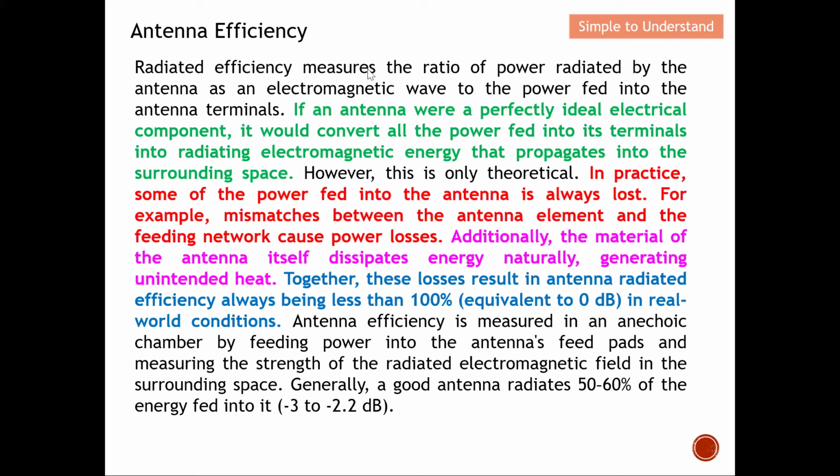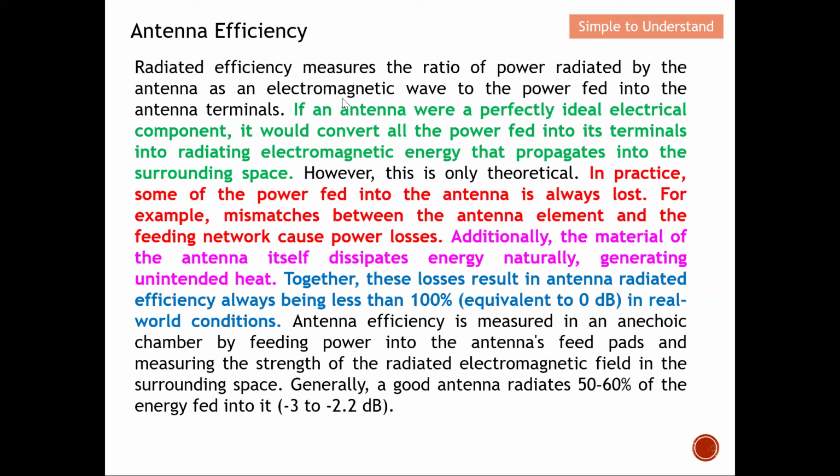Radiation efficiency measures the ratio of power radiated by the antenna as an electromagnetic wave to the power fed into the antenna termination. So this is the definition which I have highlighted. I just want to reiterate this again. If an antenna were a perfect ideal electrical component, it would convert all the power that is fed into this terminal into radiated electromagnetic energy that propagates into the surrounding space. Again, I have emphasized this is ideal.